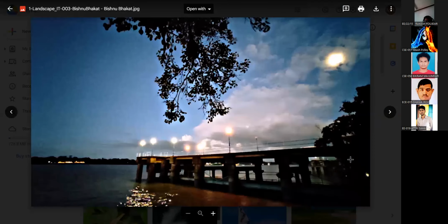Next is Vishnu Sarkar. Vishnu Sarkar, present? If not present, then it's fine. If present, then listen to me. While you are taking this kind of pictures, the horizon should be properly aligned. I hope it is aligned, but the picture is not in focus. So this is the main problem. And so many grainy images are there.